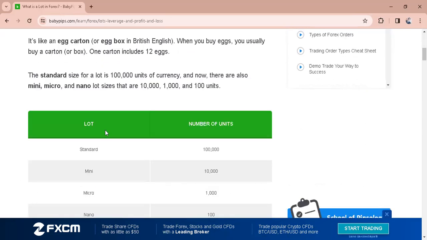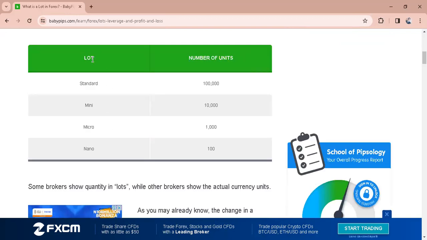But what we need to know, let's look at the table. We have lot sizes and how they are categorized. A standard lot is always 100,000 units. A mini lot is always 10,000 units. A micro lot is always 1,000 units. A nano lot, I don't think any broker gives you one, because that would be far too slow for you to make even $1.